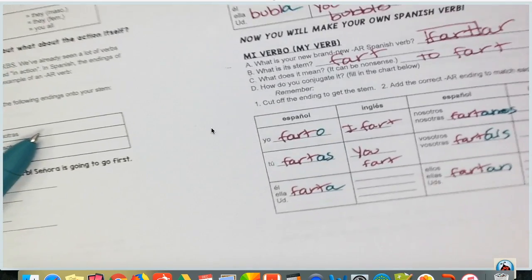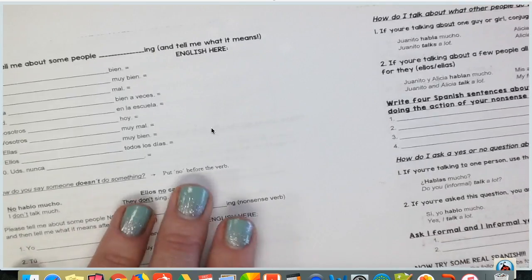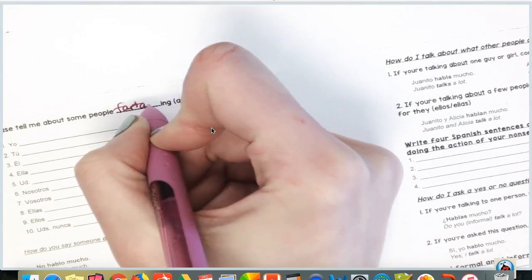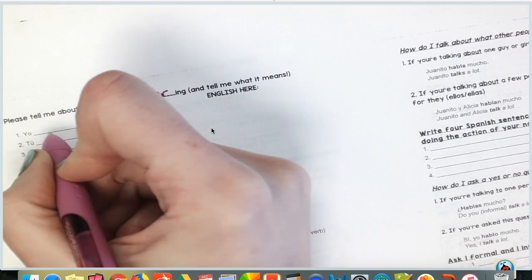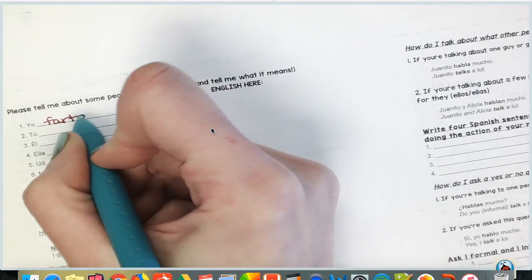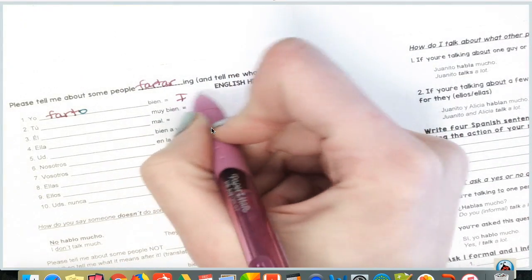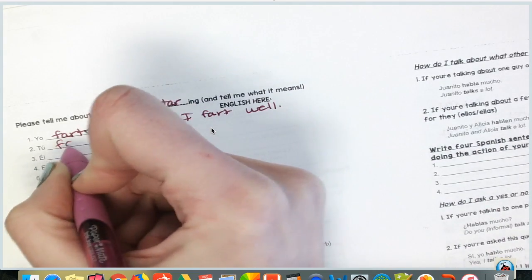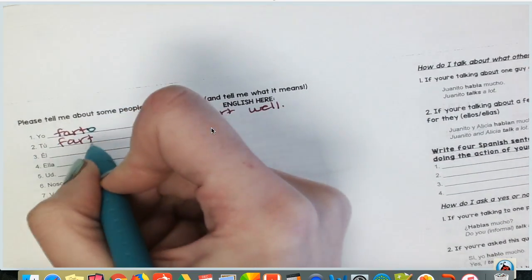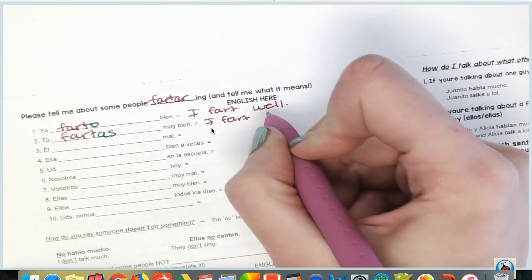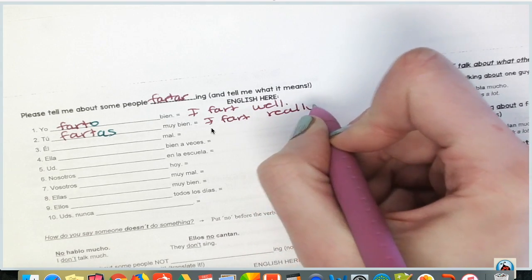So if you flip to the back, you'll need to complete this on your own with your own creative verb. On the back it says, please tell me about some people fartaring and tell me what it means. So for example, yo, and again, don't forget to use two colors, farto bien. I fart well. Next example, tú, don't forget to switch colors, fartas muy bien. I fart really, or you fart really well.